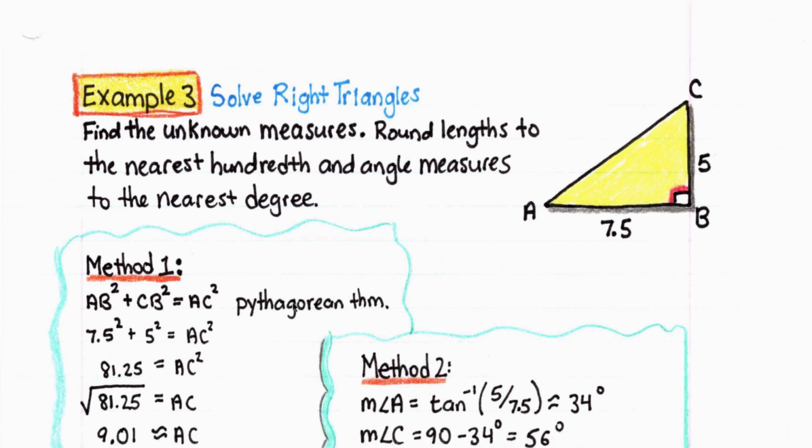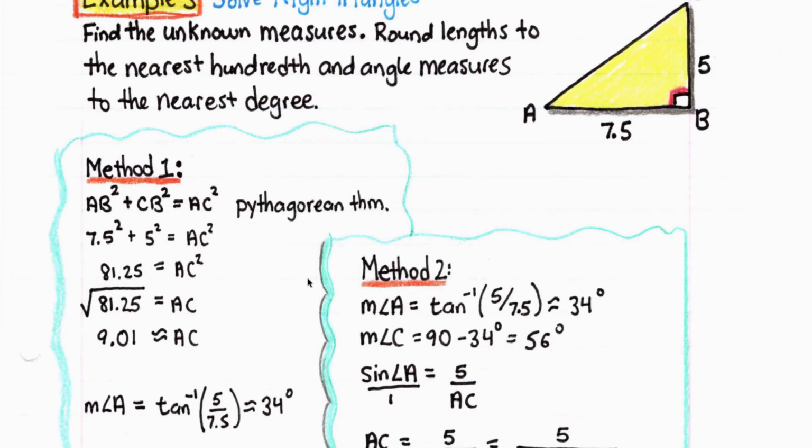Okay, let's go ahead and use method 2. Method 2, I'm going to start by finding angle A. So the measure of angle A is the inverse tangent of opposite over adjacent, and that's approximately 34 degrees. Now I use the complementary nature of the acute angles. 90 minus 34 is 56, so now I know angle C.